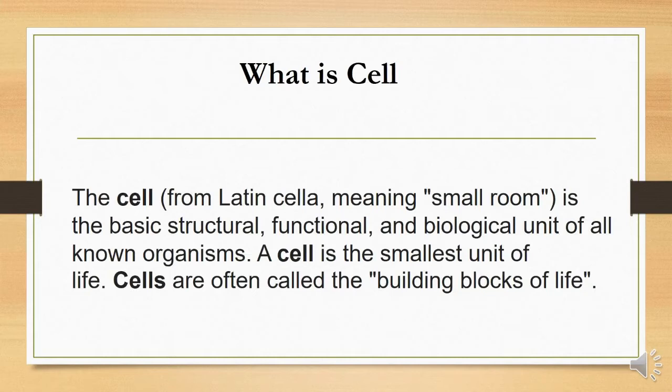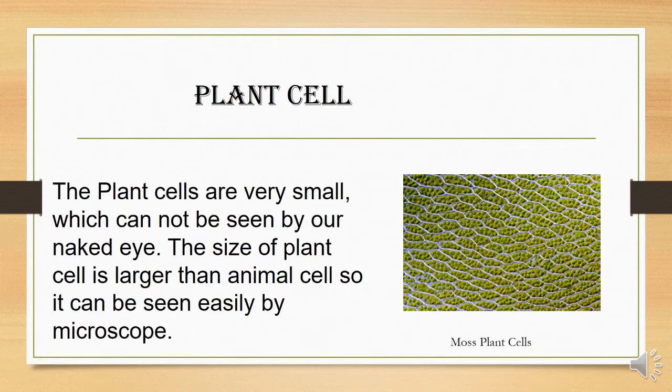Starting from the definition, which is again a revision: the cell is the basic structural, functional, and biological unit of all known living organisms. Either they are plants, animals, or unicellular, they consist of cells, and every organism is made up of cells. So a cell is the smallest unit of life. Cells are called building blocks of life.